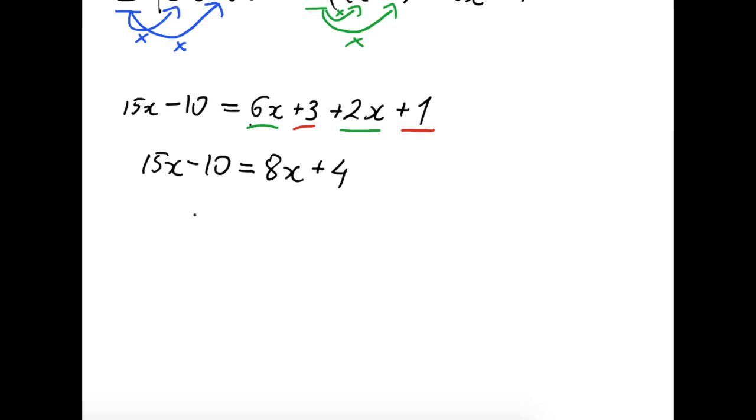Now, I'm almost where I want to be. But there is another problem. I want to get to a situation where on one side of my equation I have an x, and on the other side of my equation I have a number, like 6 before. But at the moment I have x's and numbers on one side and x's and numbers on the other side. Let's get rid of some.